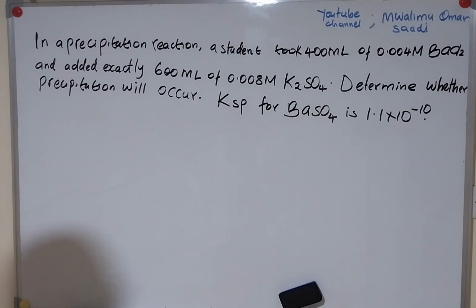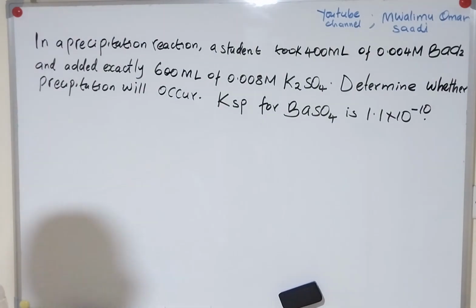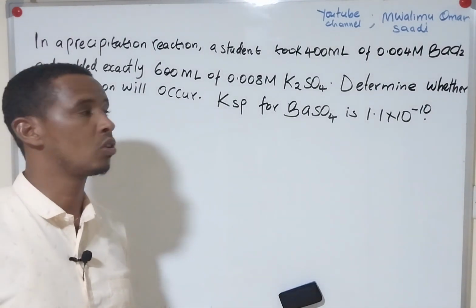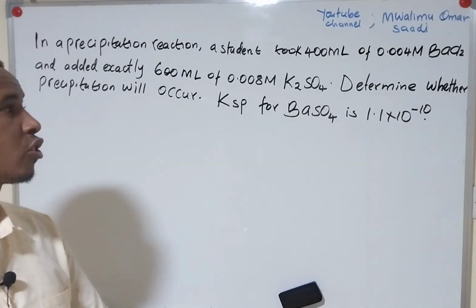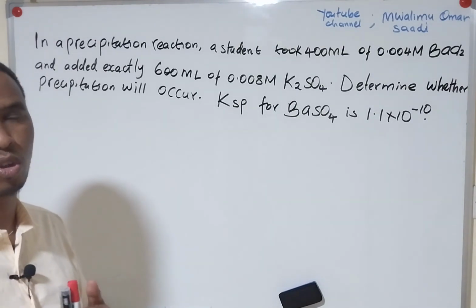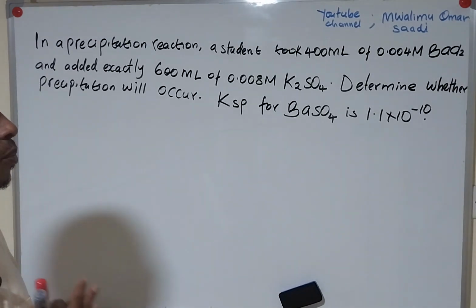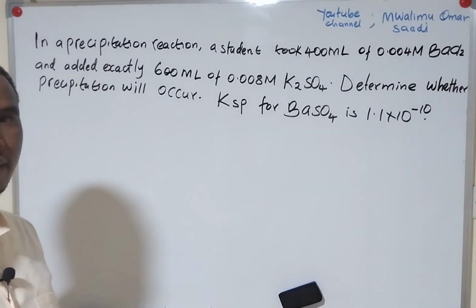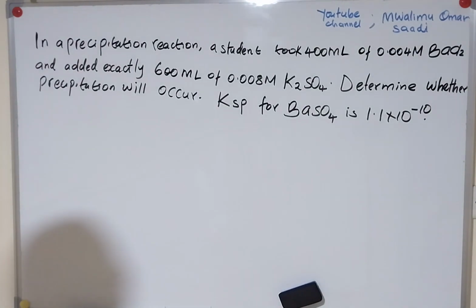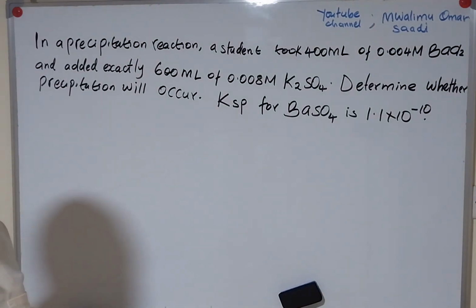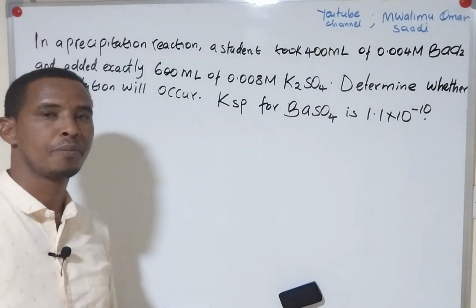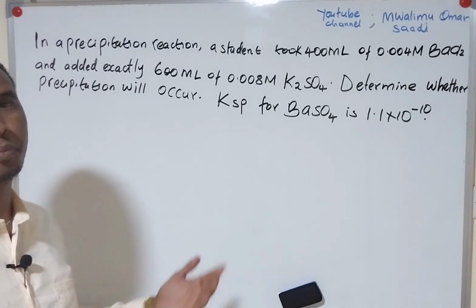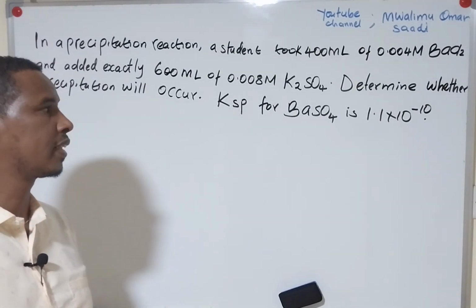KSP for barium sulfate is 1.1 times 10 power negative 10. So here we are given the KSP, solubility product constant, and we need to identify whether precipitation will occur in this reaction or not. If the ionic product is greater than the KSP, that means there is precipitation taking place. And if the value of the ionic product is less than the KSP, that means there is no precipitation.